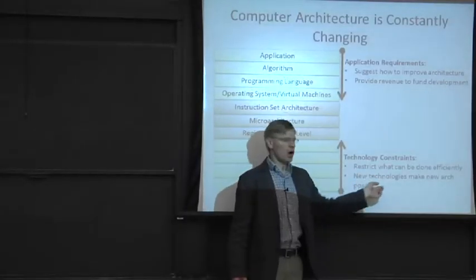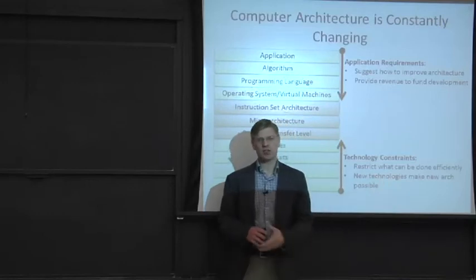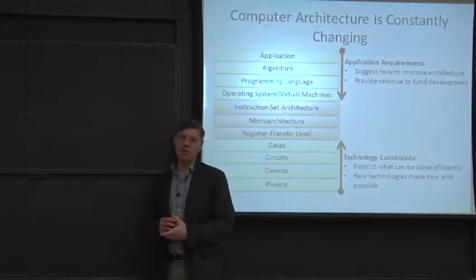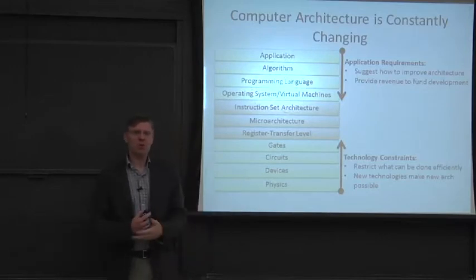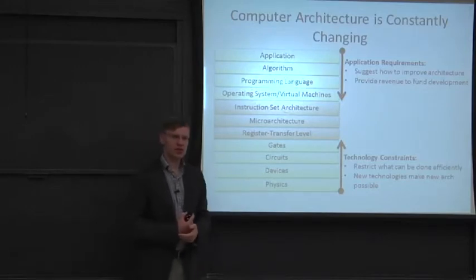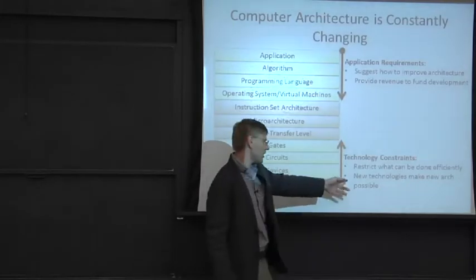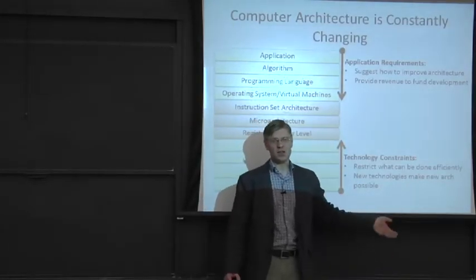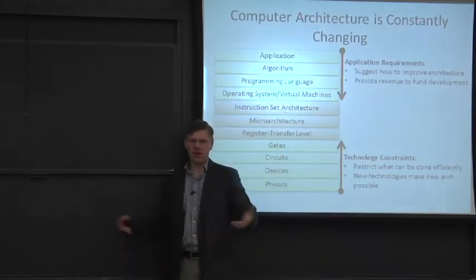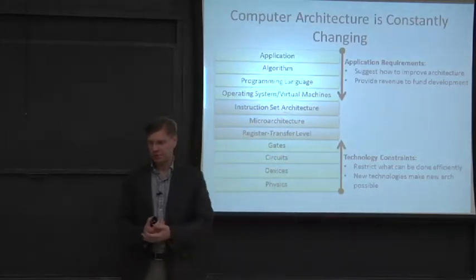And a lot of times, new technologies make new architecture possible. So what do I mean by that? Well, let's say all of a sudden you get a big bump in transistors. You get twice as many transistors. Well, now architectures and microarchitectures that didn't used to make sense start making sense, because you can, for instance, fit a lot more computation on one chip.